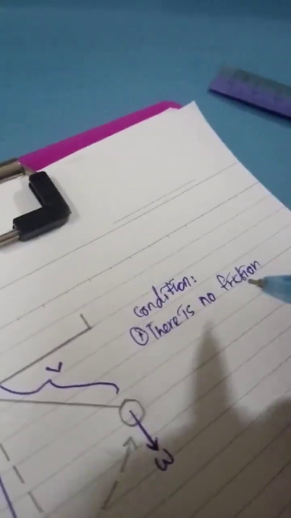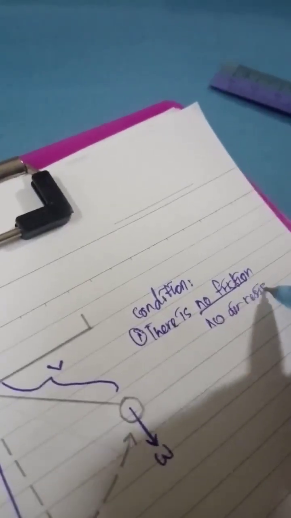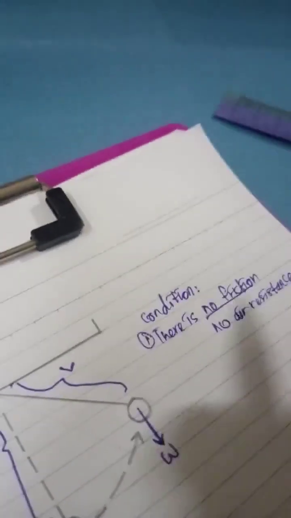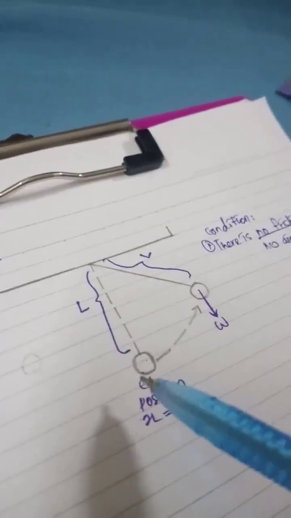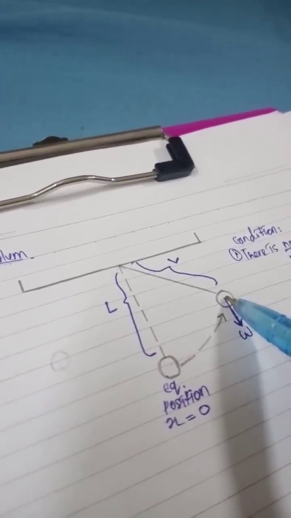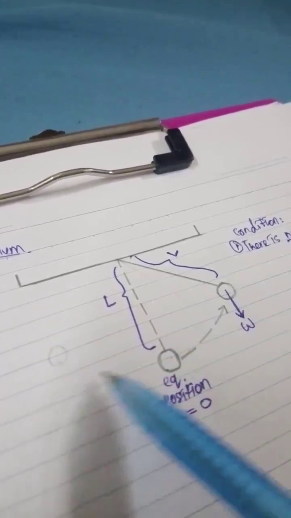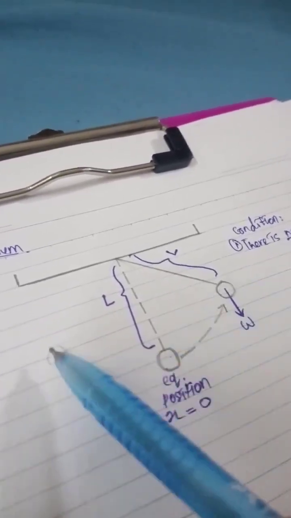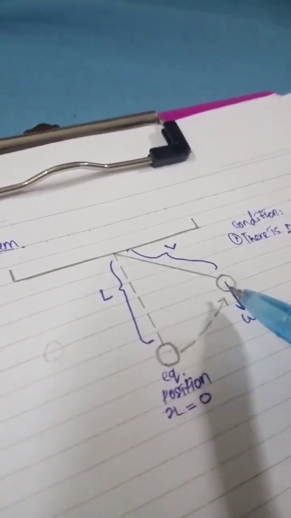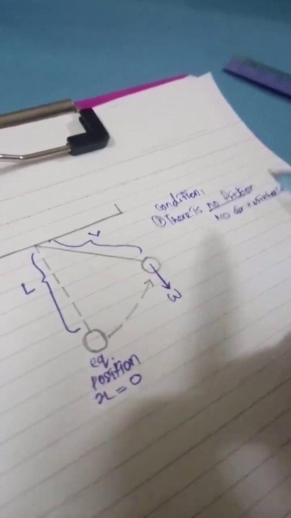Maksud no friction, that means that there is no air resistance. So what does that mean? Means that when we conduct an experiment on this simple pendulum, when we release the pendulum, it will start to move back and forth non-stop. Dia tak akan berhenti until we apply another force, okay, which makes them to stop moving lah. So here is the condition. There is no friction, that means no air resistance.